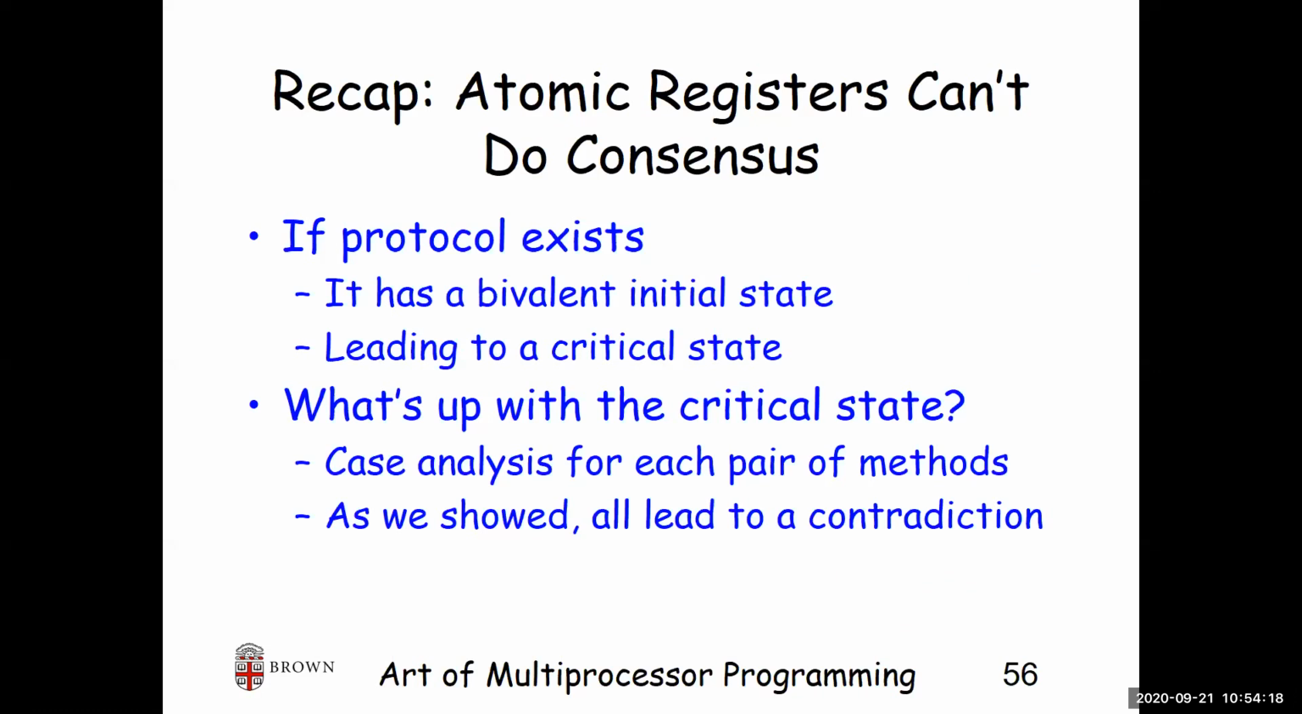So a recap would say that atomic registers can't do consensus. If the protocol exists, it has a bivalent initial state, which leads to a critical state. And what's up with the critical state is we do a case analysis for each pair of methods. Whether we do reads or writes, no matter what we do, it all leads to a contradiction.